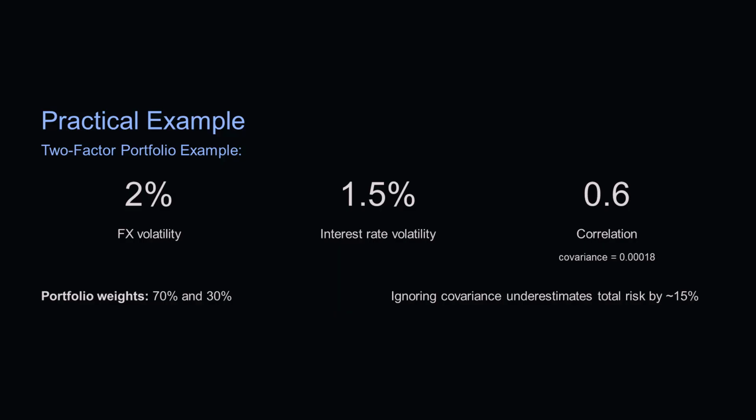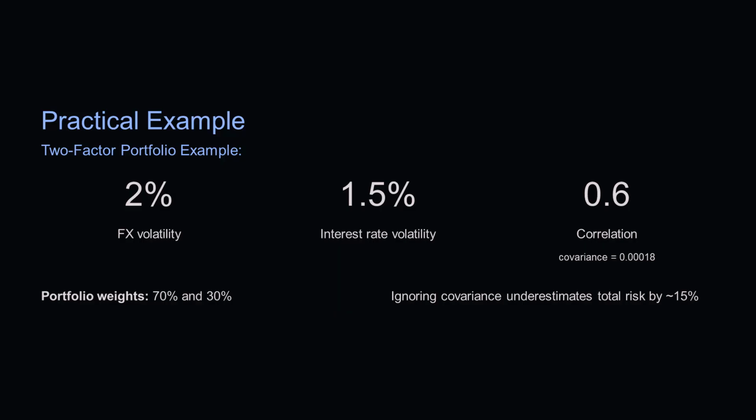If the portfolio is 70% FX and 30% interest rate, the portfolio variance equals the weighted combination, 0.7 squared times 0.0004 plus 2 times 0.7 times 0.3 times 0.00018 plus 0.3 squared times 0.000225. The result is approximately 0.000292, giving a portfolio standard deviation of about 1.7%.